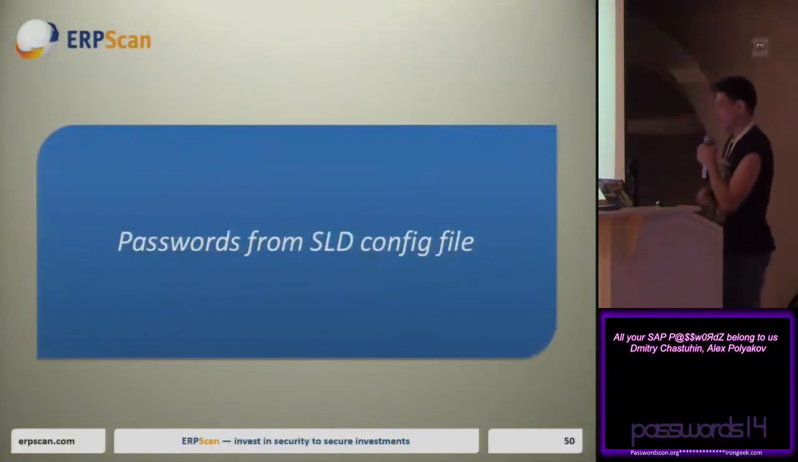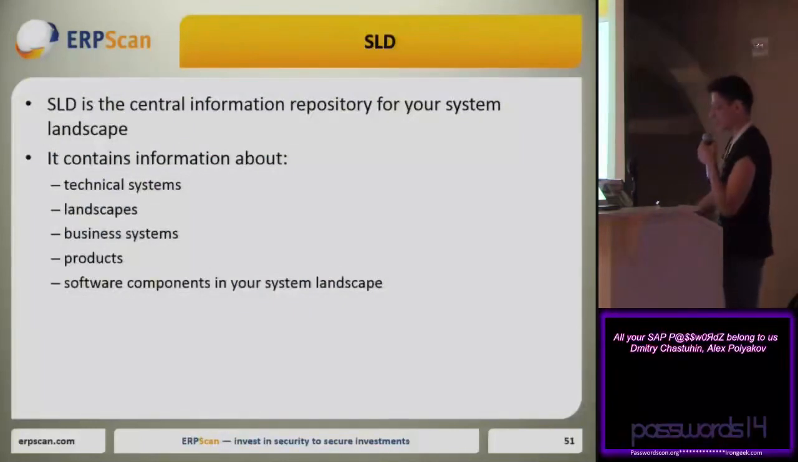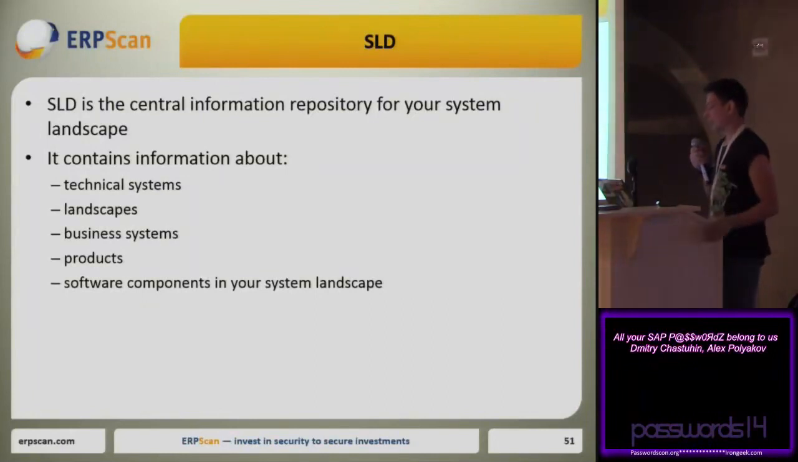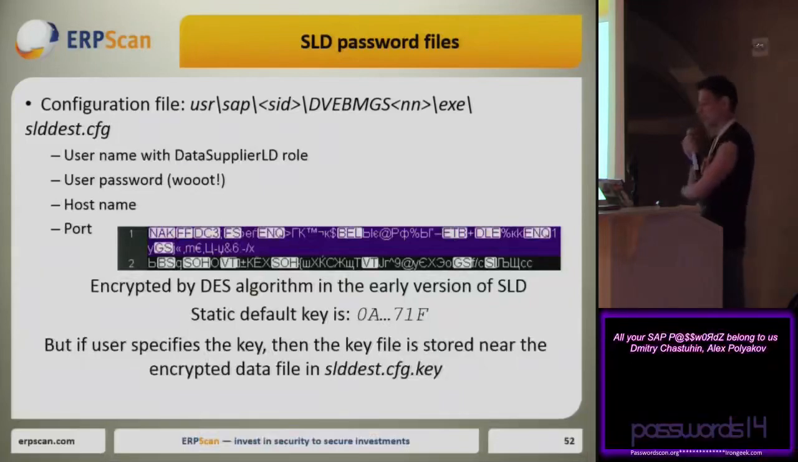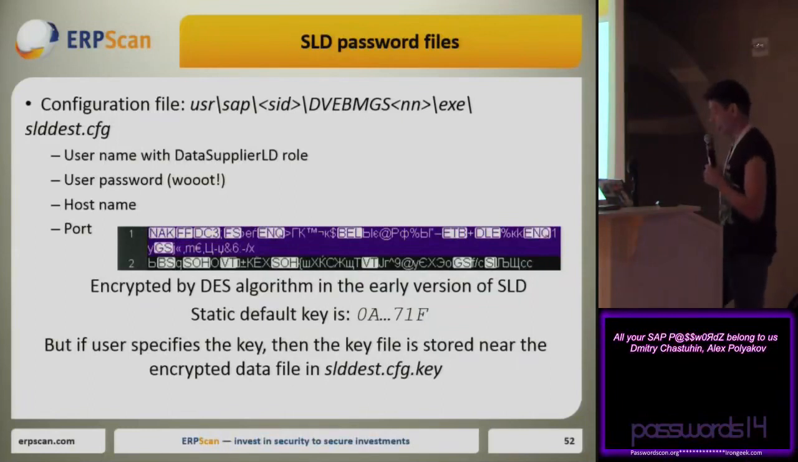Going to the next SAP module, SLD. SLD is a central information repository for the SAP system landscape. It contains information about technical system landscapes, business system products, etc. So of course SLD has a config file. Its name is sld-desk.cfg, and it stores information about usernames, user passwords, hostname, and port value. All this is encrypted by the DES algorithm in the early versions of SLD. The older versions and the newer versions use the triple DES algorithm.